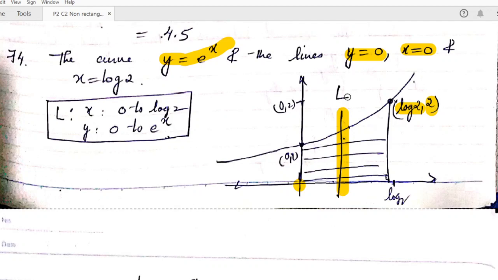Now we will observe this line and we will find the limits of x and y.